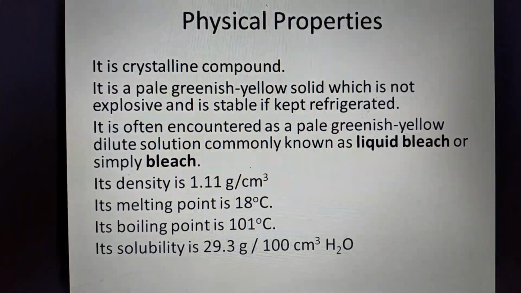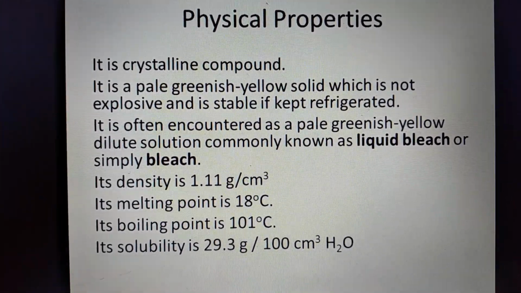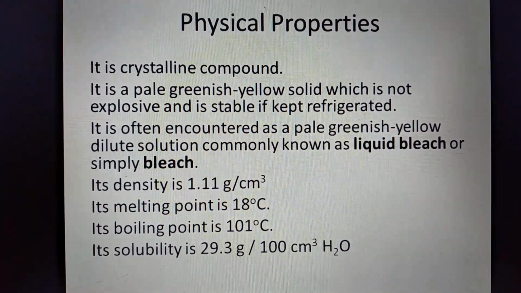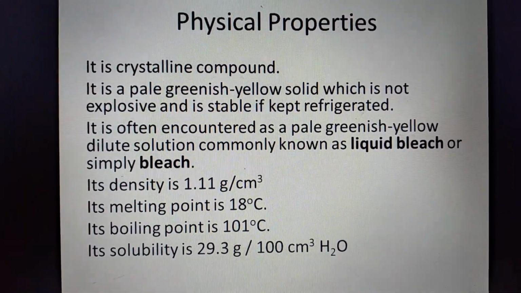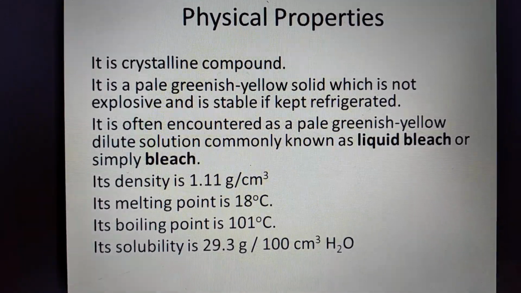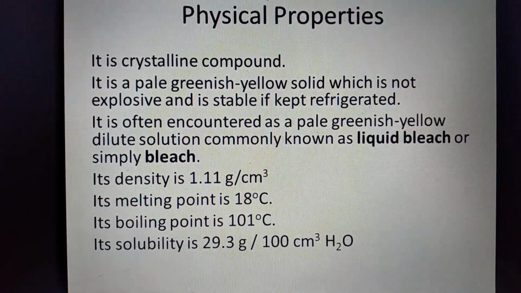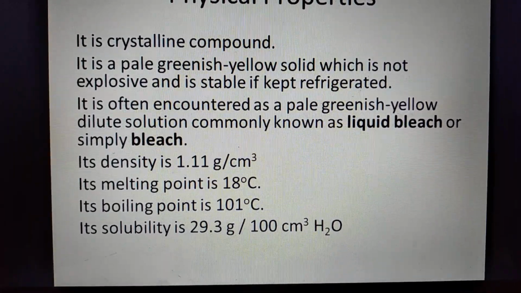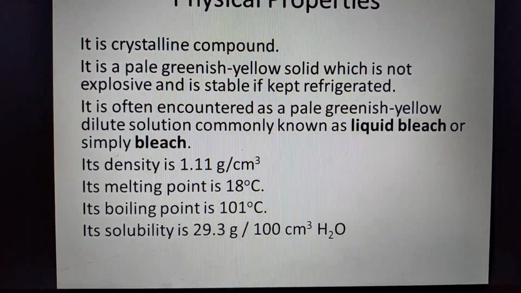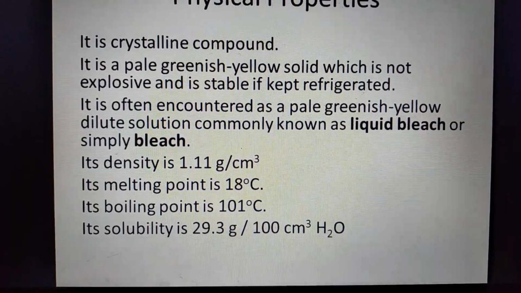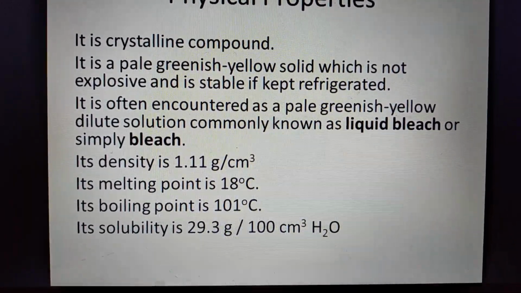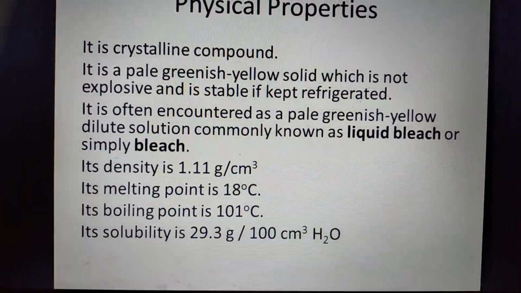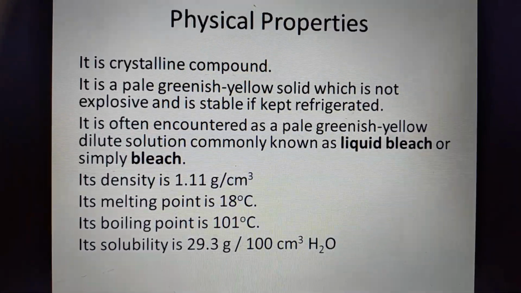Physical properties: it is a crystalline compound, a pale greenish yellow solid which is not explosive and is stable if kept in the refrigerator. It is often encountered as a pale greenish yellow dilute solution commonly known as liquid bleach, commonly available in the market for the textile industry, or simply bleach. Its density is 1.11 gram per cubic centimeter. Its melting point is 18 and boiling point is 101 degrees centigrade. Its solubility is 29.3 gram per 100 ml of water.